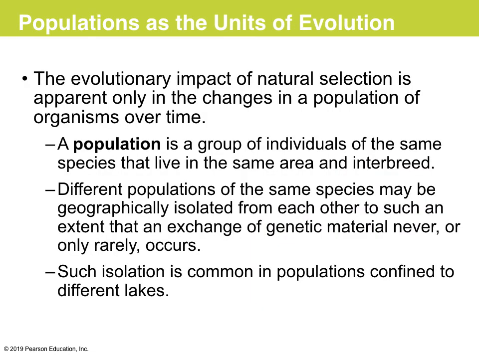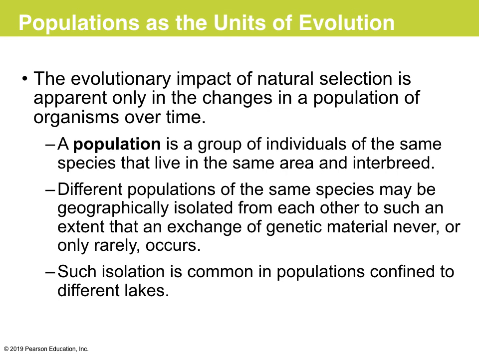Skipping over to here. Now, as I said before, individuals don't evolve, but populations do. So, the evolutionary impact of natural selection is apparent only in the changes in a population of organisms over time. So again, a population is a group of individuals of the same species that live in the same area and interbreed. Different populations of the same species may be geographically isolated from each other to such a point that exchange of genetic material never or only rarely occurs.